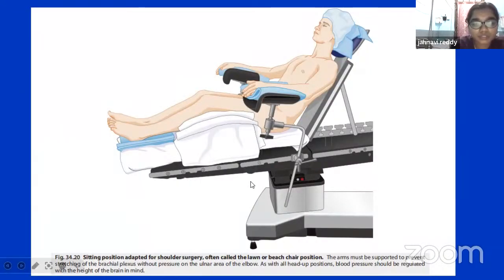This is called a sitting position. Sitting position is adopted for shoulder surgery. It is also called lawn or beach chair position. Lawn or beach chair position is a modification of either supine position or sitting position. The arms must be supported to prevent stretching of brachial plexus, without pressure on the ulnar area of the elbow. And as with all head positions, blood pressure should be regulated with the height of the brain in mind.